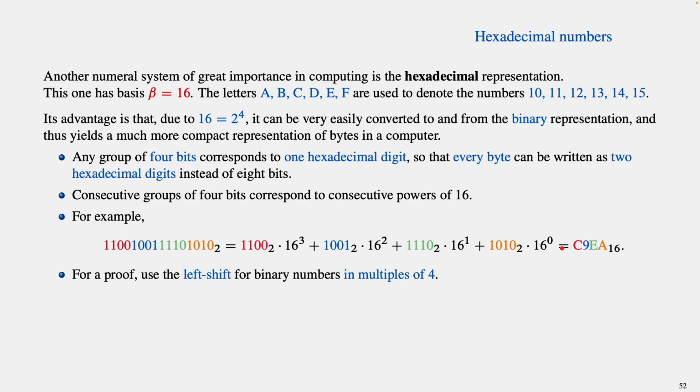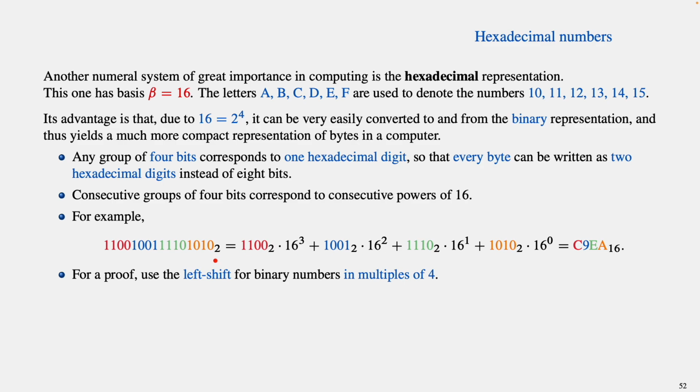So for example, this one corresponds to the hexadecimal C, so that would be decimal number 12, and this is in fact the decimal number 12 because we have 1 times 4 plus 1 times 8 plus 0 times 2 plus 0 times 1. So that makes 12. So we have here 12 times 16 to the power of 3, and in hexadecimal that's C. And similar for the other 4-bit blocks here.